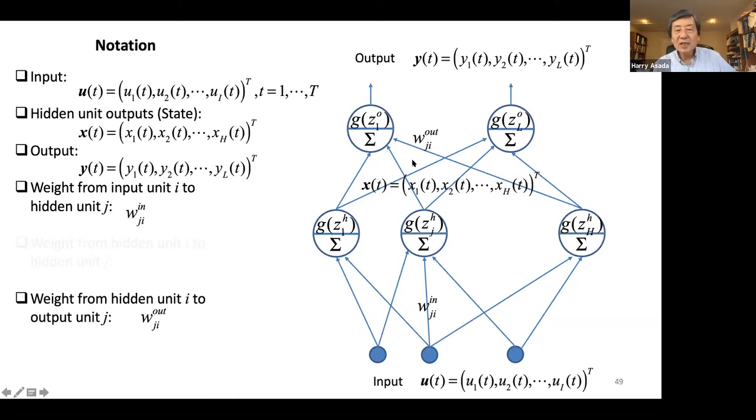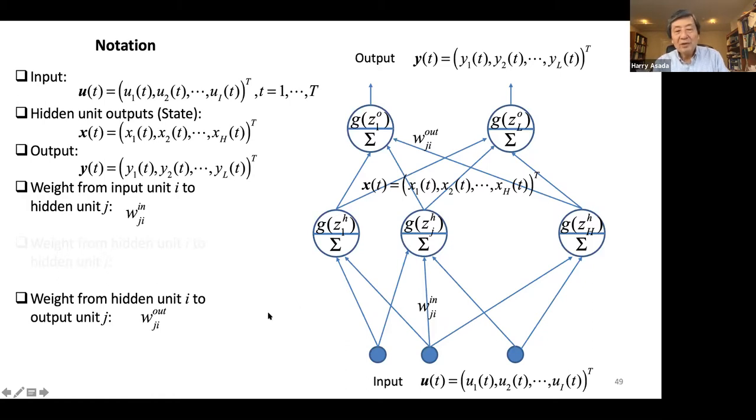And then the output side too, they are basically denoted in the same way, from input I in the hidden layer, leading to unit J in the output layer. This is the output, okay? So this is actually a standard multi-layer neural net.